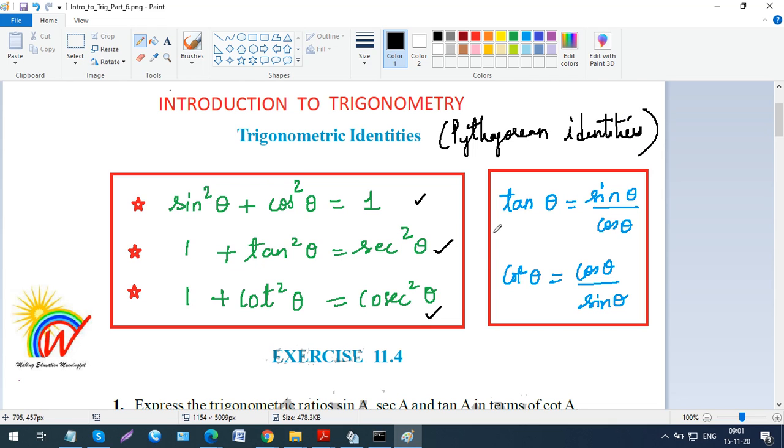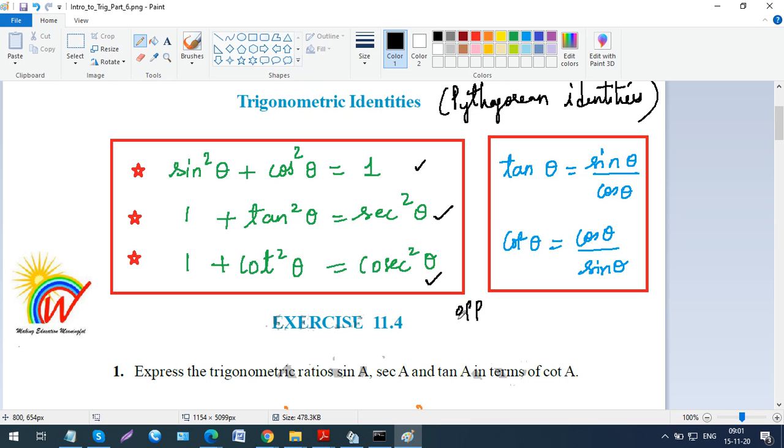Alright, now also we know that tan theta can be written as sine theta by cos theta. See, sine theta is opposite by hypotenuse and cos theta is adjacent by hypotenuse. So if I write tan theta as sine over cos, it is opposite over hypotenuse multiplied by the reciprocal of adjacent over hypotenuse. The hypotenuse gets cancelled and you get opposite over adjacent, which is actually tan theta. So tan theta can be written as sine theta over cos theta, and similarly cot theta can be written as cos theta by sine theta.